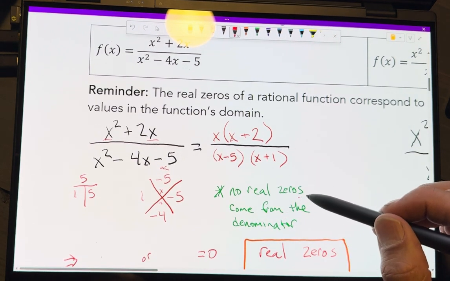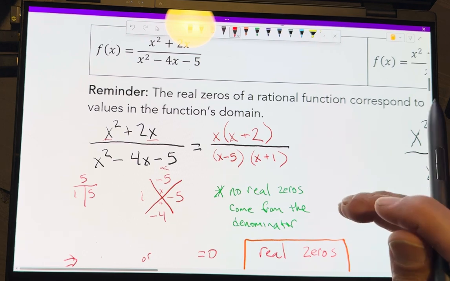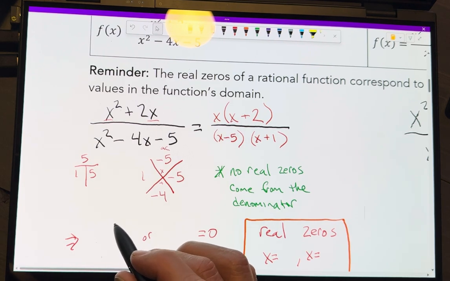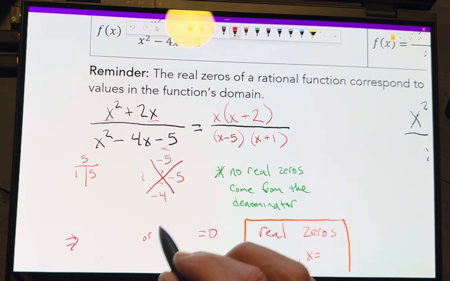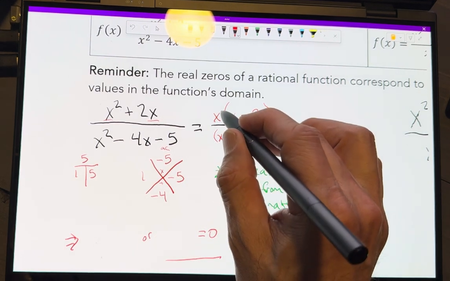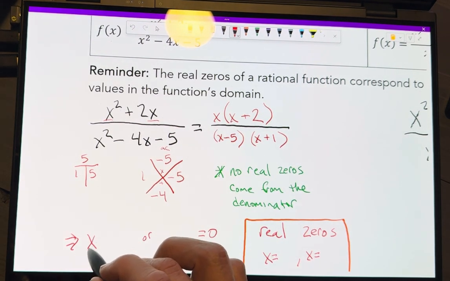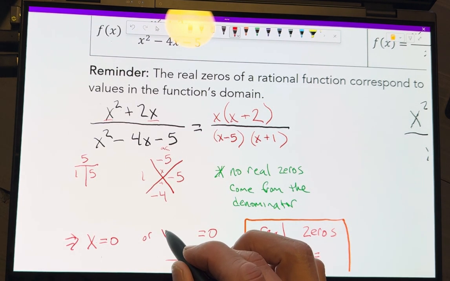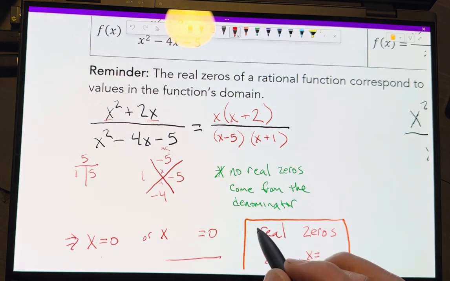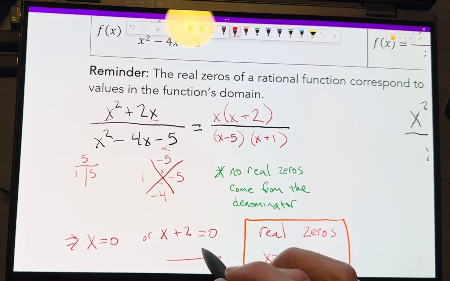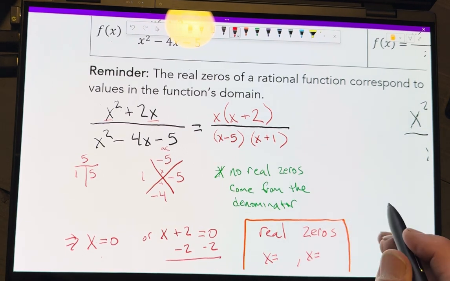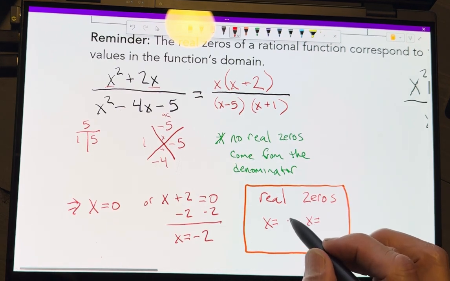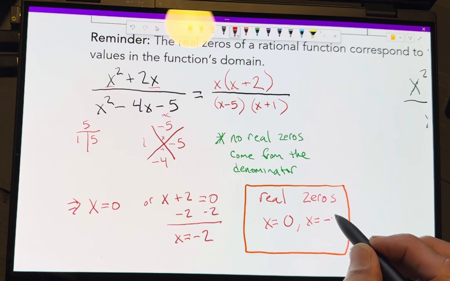And don't forget, no real zeros come from the denominator. So we know that only the real zeros come from the numerator. So the first x we have for the numerator is this x. So we know that x is equal to 0. And then we have x plus 2. X plus 2 is equal to 0. Subtract 2 from both sides. And now we know x is equal to negative 2. So our two real zeros for this one are 0 and negative 2.